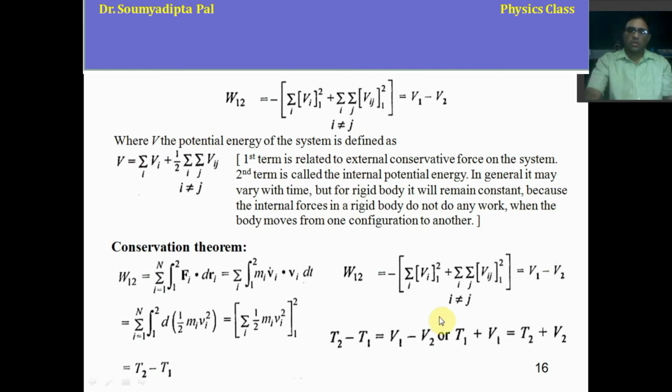So we can write T2 minus T1 equal to V1 minus V2, because this is the form in the case of kinetic energy and this is the form in the case of potential energy, and this is the conservation of energy theorem. So you can see that in a system of particles also, conservation of energy is satisfied.